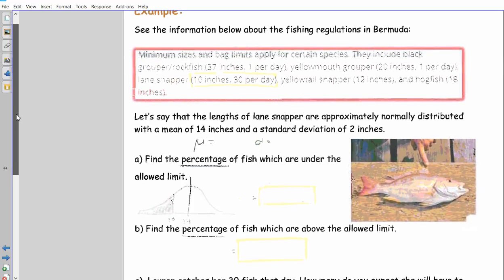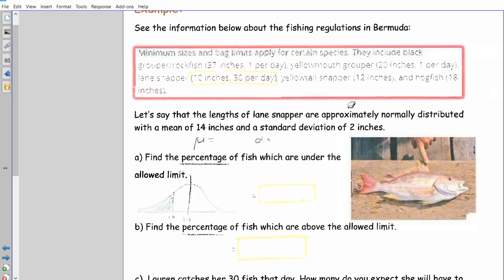Let's say that the lengths of lane snapper are approximately normally distributed with a mean of 14 inches, so mean equals 14, and a standard deviation of 2 inches, so sigma equals 2. Find the percentage of fish which are under the allowed limit. So let's do a normal distribution sketch. Let's mark in our mean of 14.